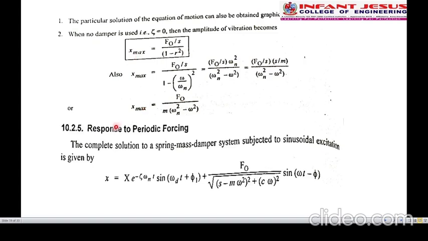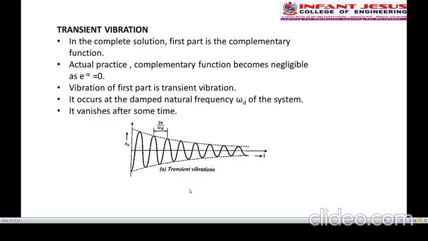Next we can see the response to the periodic forcing. In the graph we have seen the complete solution for the spring mass damper system from the previous derivation. This is the complementary function and this is the particular integral function. Both together we write as the complete solution. Based on this formula, we are going to give two responses: one is the transient vibration, another one is the steady state vibration.